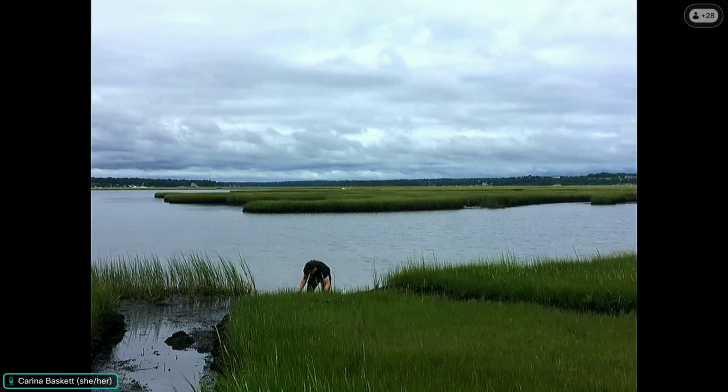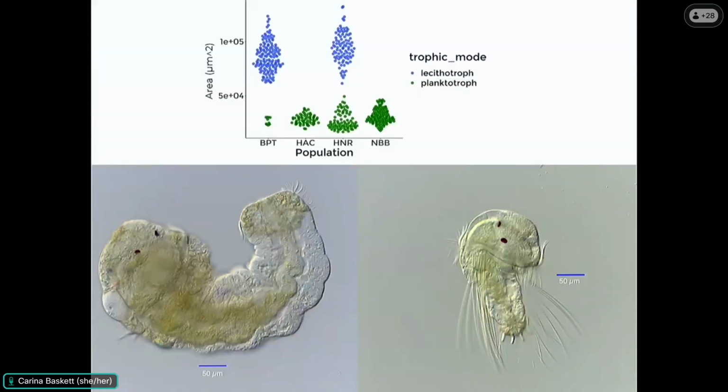So Connor went and collected lots of animals and did lots of phenotyping. And so here, for example, are data from Bird Point and Newark Bay. Those are our two spots near New York City. This 100-acre Cove and Horseneck Reserve are our spots in Massachusetts and Rhode Island.